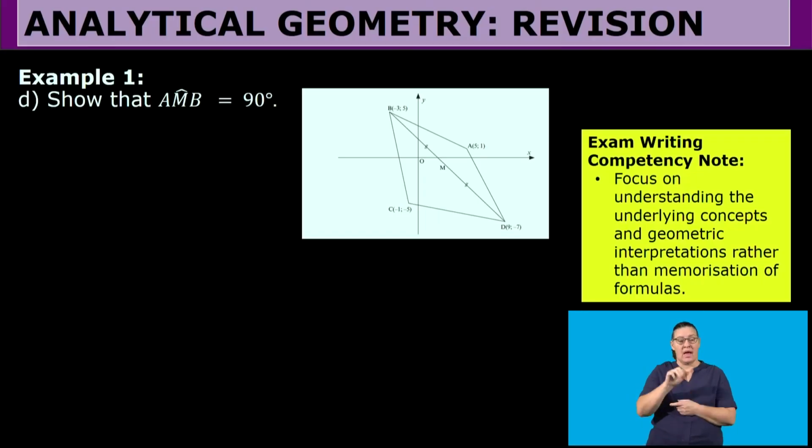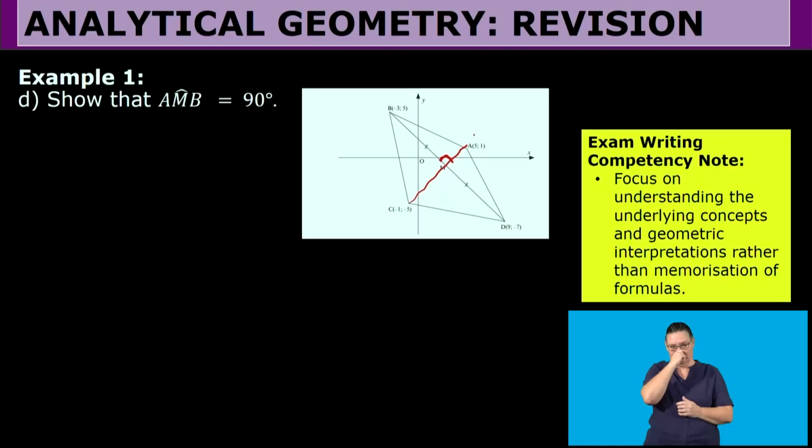Let's move on to part D. They said show that angle AMB. So again, we need to join A to C. Show that angle AMB, that's the one where the two lines intersect, AC and BD. Show that that angle's 90. Now there's different ways to show that an angle between two lines is 90 degrees. You've got to look at the question, really analyze what you've been given and what you've already worked out, and then choose the most appropriate and, most importantly, the quickest way to get to the answer.